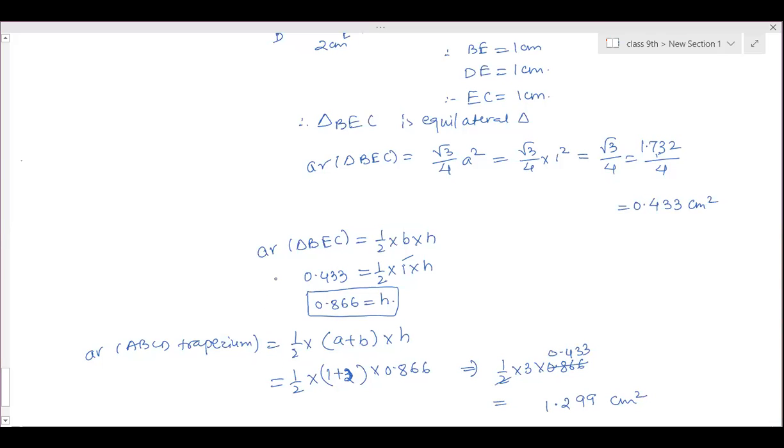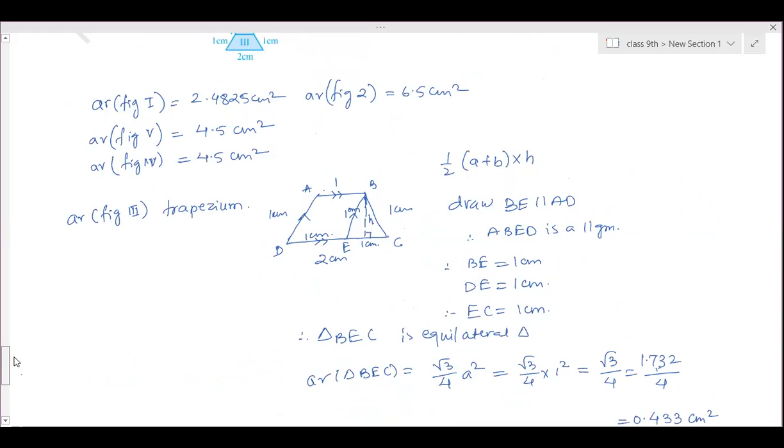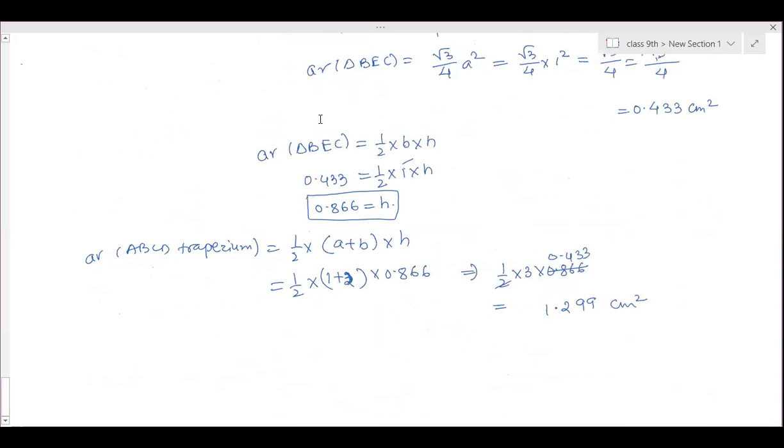And now add all the areas. Is it clear? Yes, ma'am. Multiply our areas. It is 3 into 0.866, right? Because it is half into sum of parallel sides into height. Yes, ma'am.